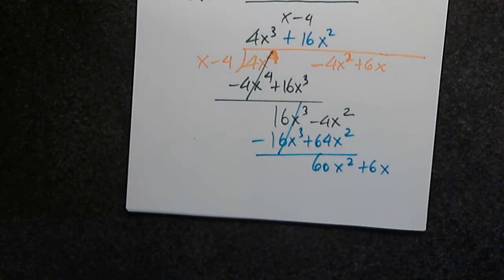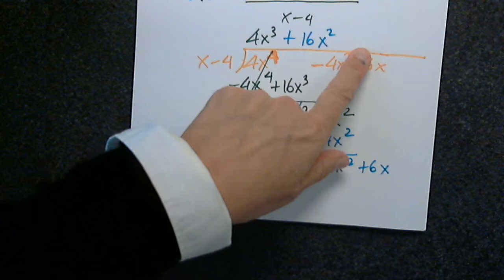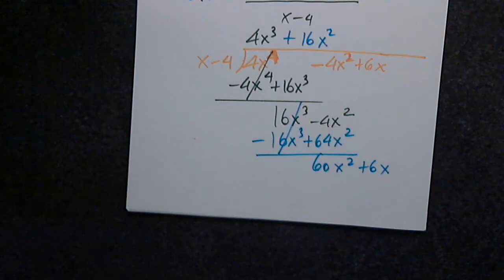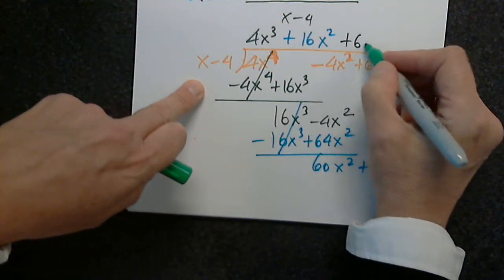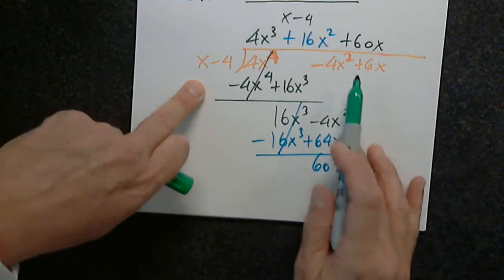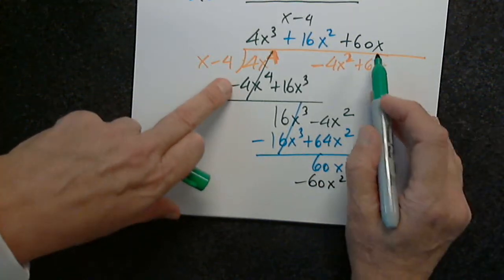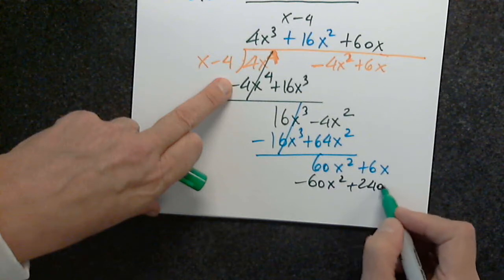Notice that you're not going backwards, right? Degree 3, degree 2. The next one must be degree 1, and the last one, if they both exist, maybe, maybe not, degree 0. So what next? Yes, but plus, very good, positive 60x. 60x squared minus 60x squared. Negative 240x, but positive 240x.